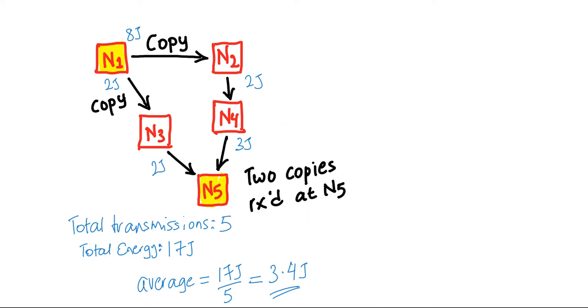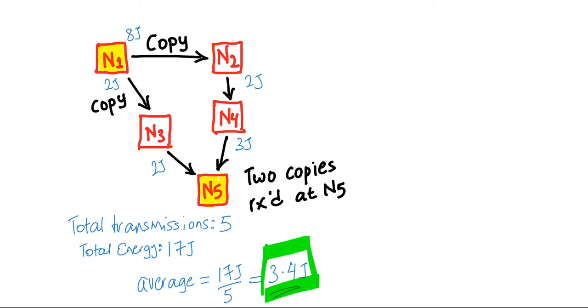Now over here, the metric that we look at is not the total amount of energy that is consumed, but the average amount of energy that is consumed. So the total number of transmissions is 5. So we have 1, 2, 3, 4, 5. And if we add up these joule values, we see that the total energy consumed is 17 joules. So the average, if we divide 17 by 5, gives us 3.4 joules of energy.